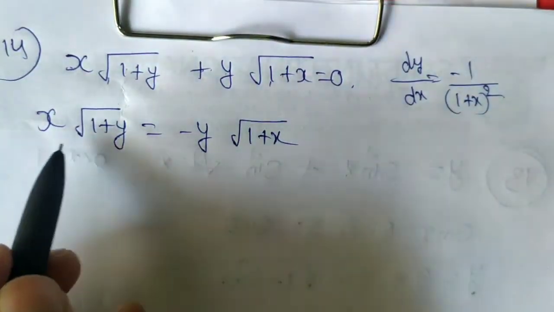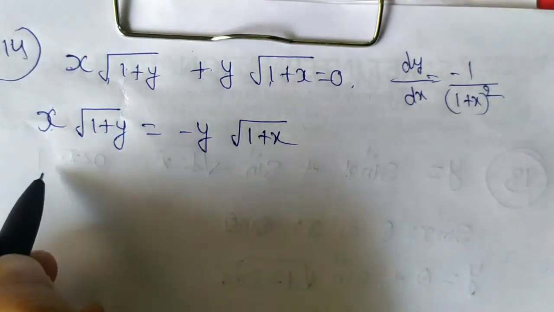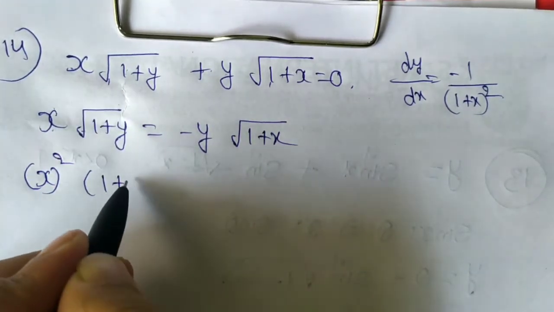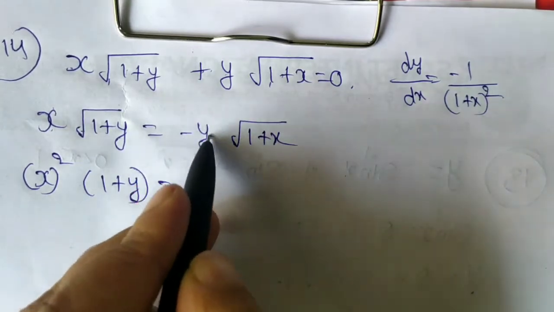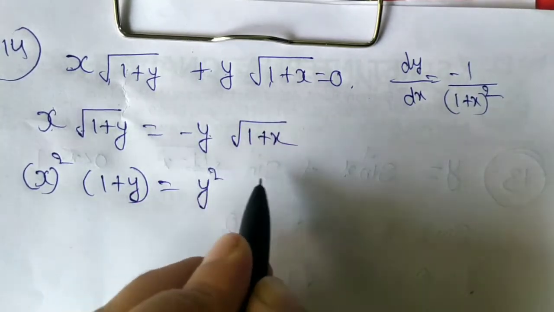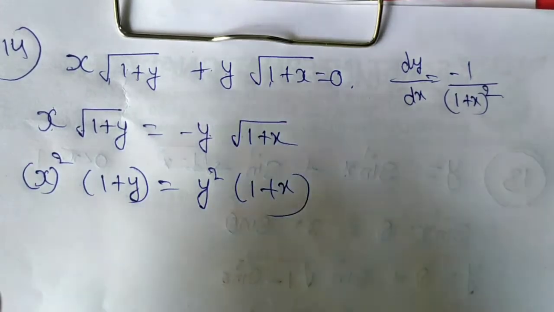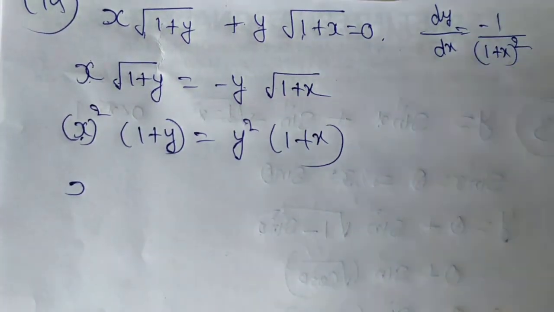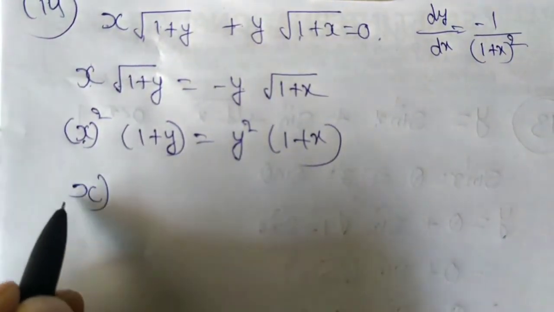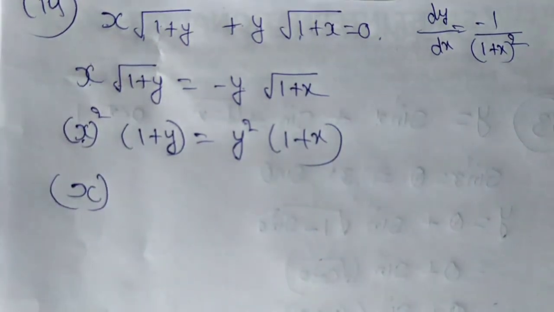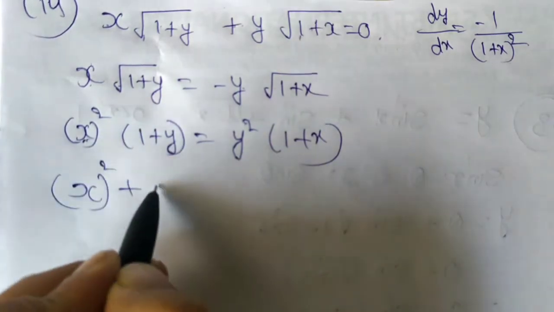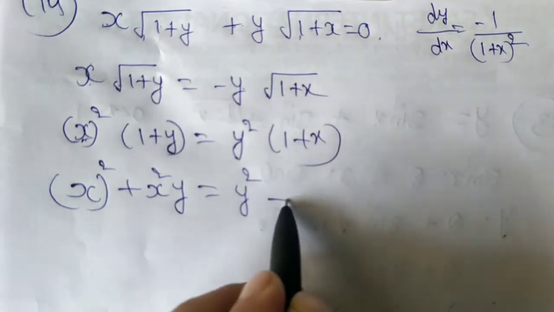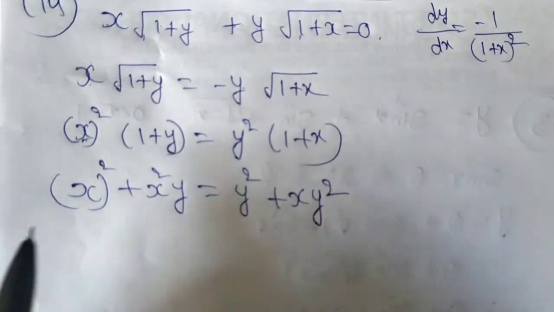So now we will take square of both sides. So squaring both sides, the square of x is x square. The square of 1 plus y will give you 1 plus y, equal to the square of minus y, which is a positive y square, and it is 1 plus x. Now we will multiply, so it becomes x square plus x square y equal to y square plus x y square.